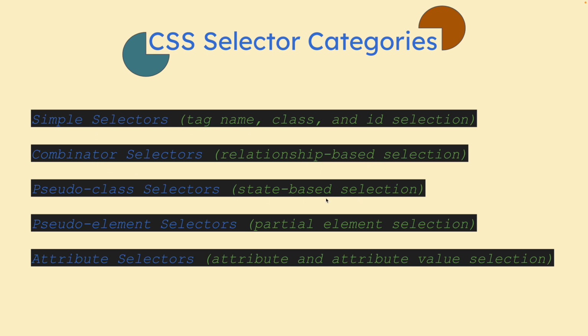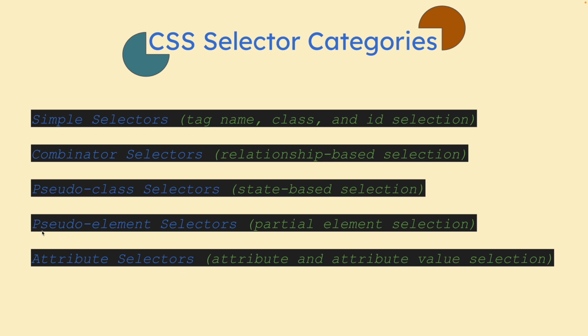State based, like a visited link or a hovered link. If there's a link on a page, when you hover over it, that's a state. When you're not hovering over it, that's another state. When it's been selected, that's a state. Each one of those states can be targeted for CSS styling based on that particular state. And you're going to see some of that in the near future.